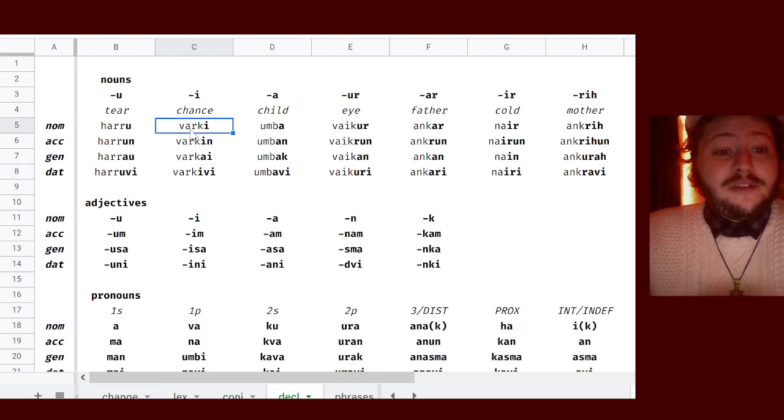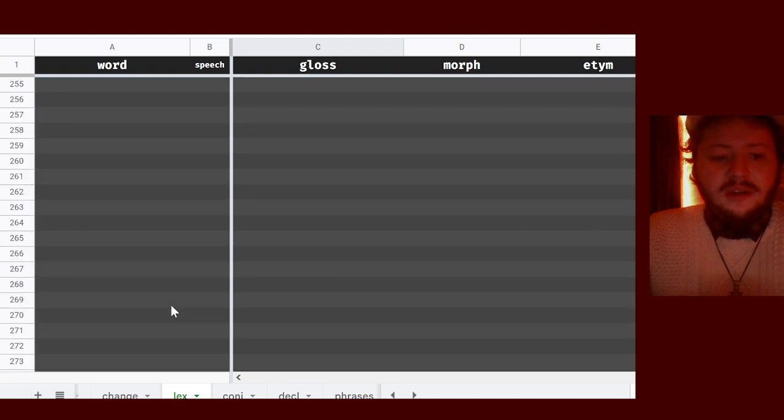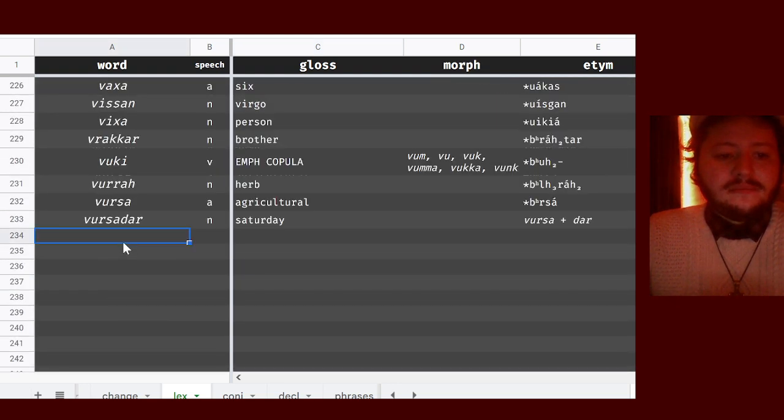So yeah, I know that this is going to be an I stem, so it's going to decline like this word for chance, varki here. So honey is my word for snake, and what I do then is I take what the PIE root is. I go to the bottom of my dictionary. I'm just going to reorder it when I'm done. I just A to Z it when I'm done.